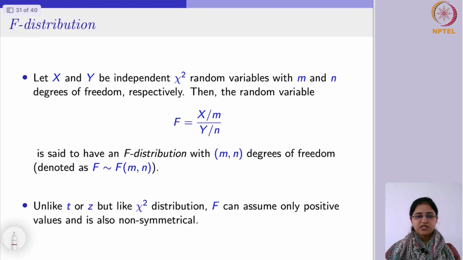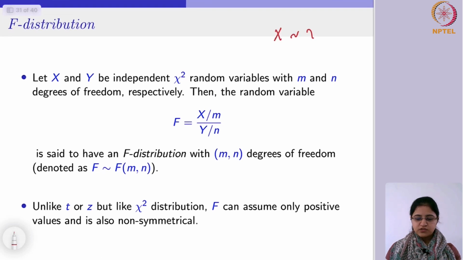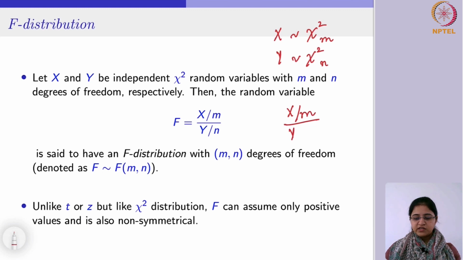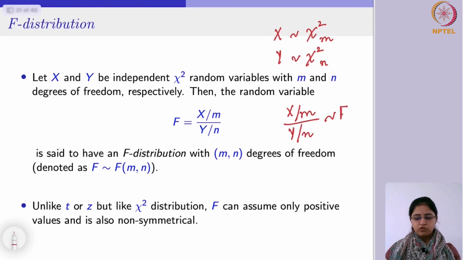The F distribution says that if you have x and y following chi-square random variables, so let us say x follows chi-square distribution with m degrees of freedom and y is another chi-square distribution with n degrees of freedom, then if you have in the numerator x divided by its corresponding degrees of freedom and y divided by its corresponding degrees of freedom, then it will no longer follow the chi-square distribution, rather this would follow F distribution with parameters, or you can say the degrees of freedom m and n.